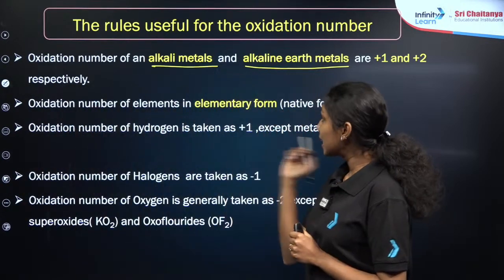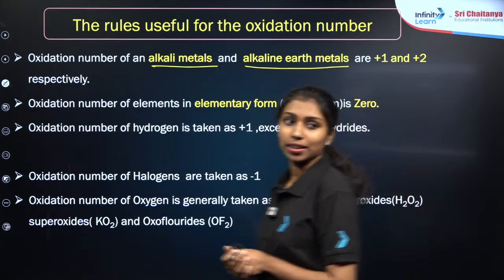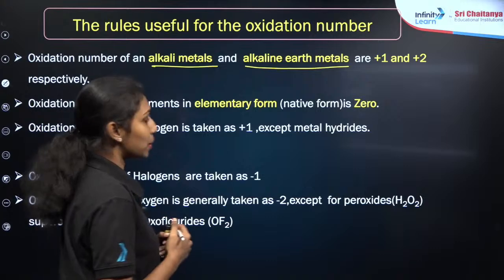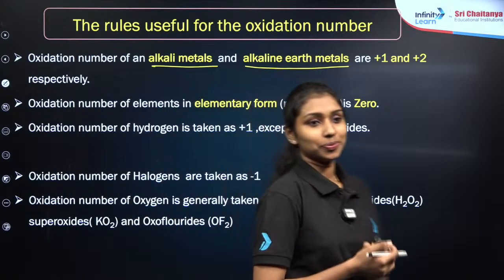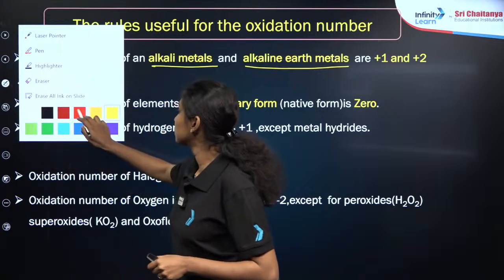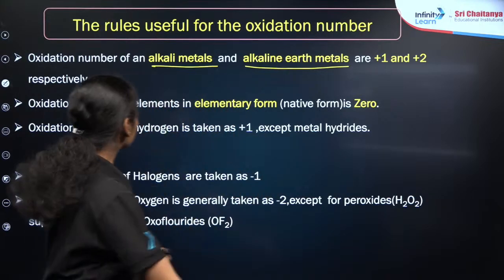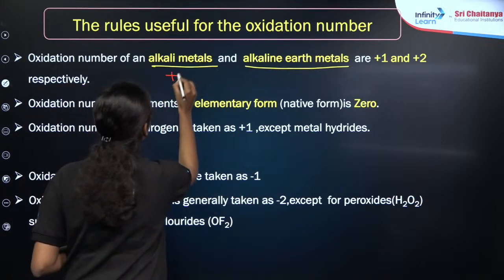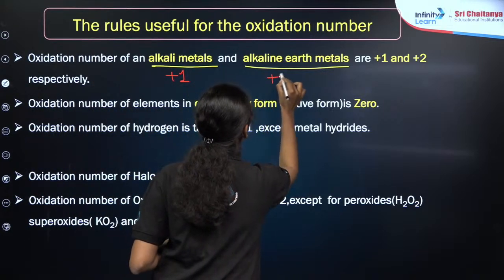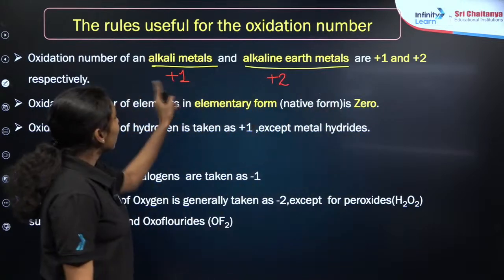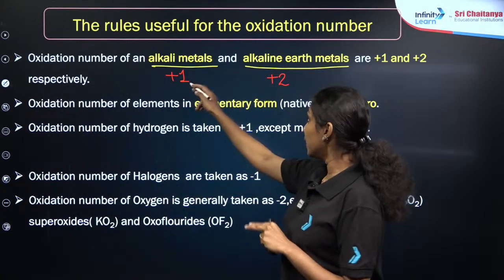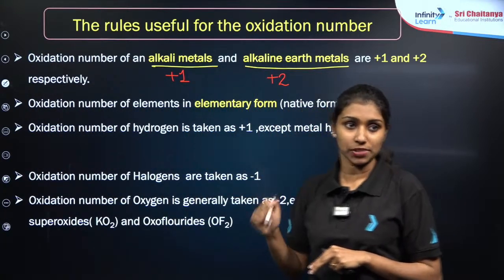Okay, which group elements are known as the alkali metals and alkaline earth metals? Yes, alkali metals are group 1 elements, and alkaline earth metals are group 2 elements. Here we can say that the oxidation number of alkali metals is +1 and of alkaline earth metals is +2 respectively. Clear?